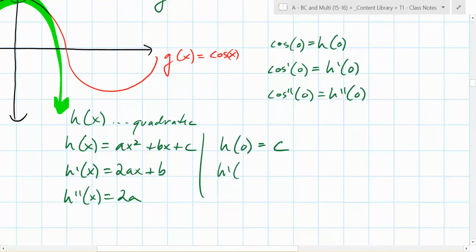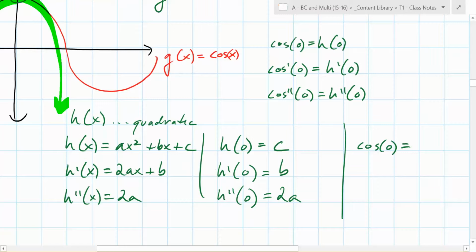What's h prime of 0? B. And what's h double prime of 0? 2a. Is everybody with me so far? When you plug in 0, there is no x in there anymore, right? It's just 2a. So what are we going to pair that with? Well, what is cosine of 0? 1. Thank you.